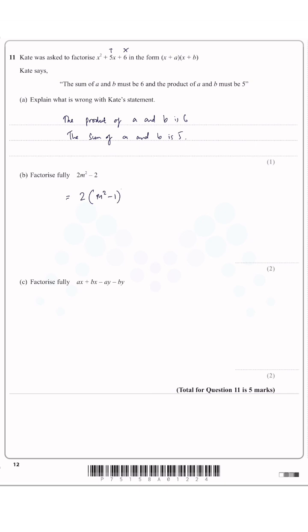Now, this is actually an example of difference of squares. So if you're aware of difference of squares, if I have two brackets, a plus b times by a minus b, that gives me a squared minus b squared. So if I were to square root each of them, the m squared and the 1, it would give me m plus 1 in the first bracket and m minus 1 in the second bracket, and that is my factorizing done fully.